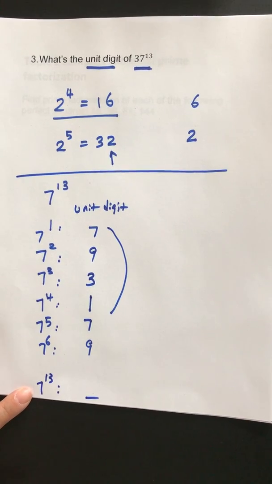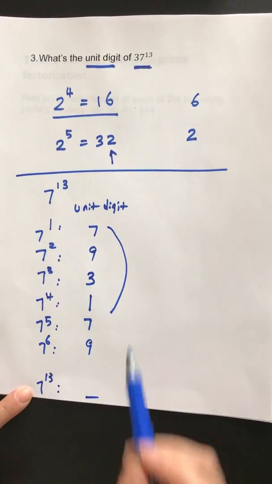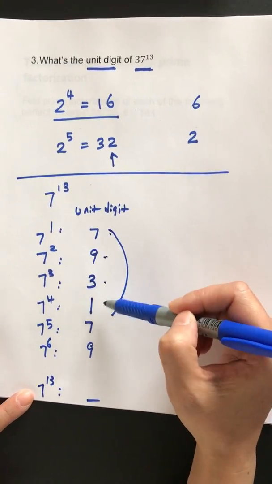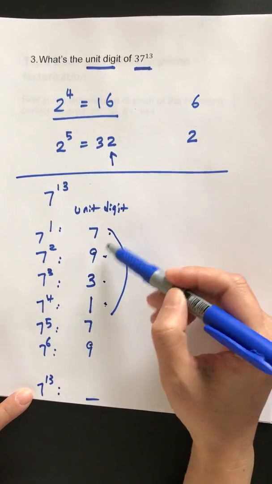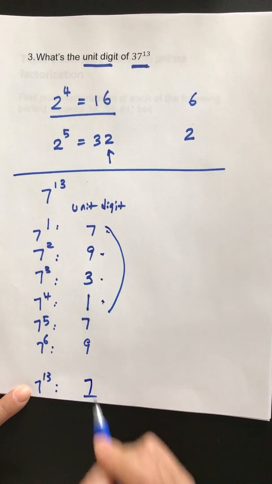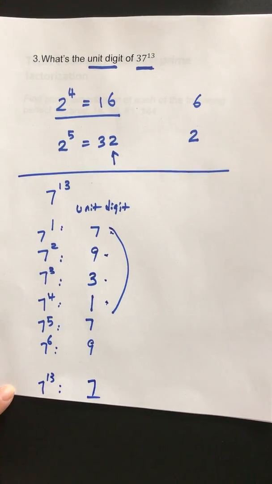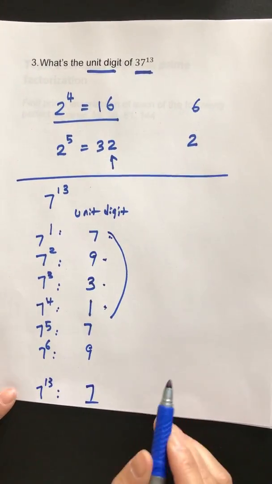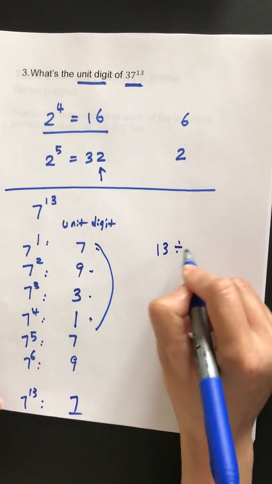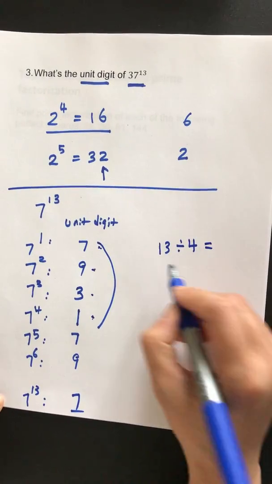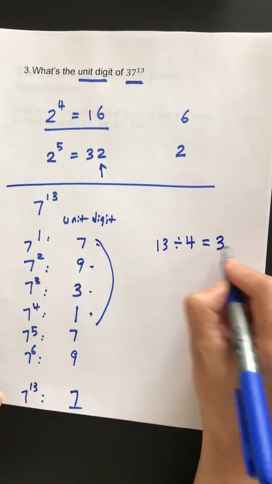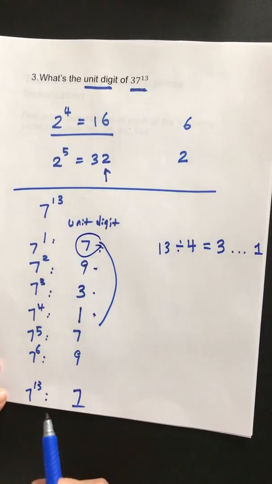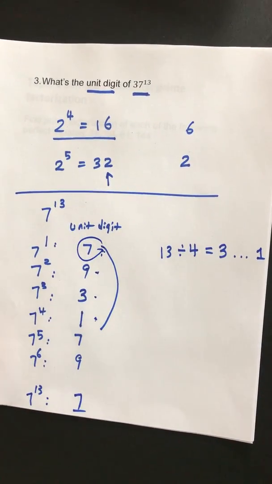For lower grade students, you can basically count 1, 2, 3, 4, 5, 6, 7, 8, 9, 10, 11, 12, 13. So when you have the power of 13, you would have a unit digit of 7. For higher grade students, you take 13 and divide it by 4, which gives 3 with remainder 1. Remainder 1, you come back to the first place, so the unit digit is 7.